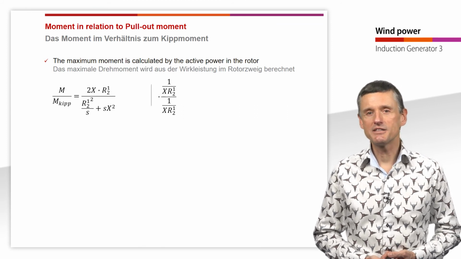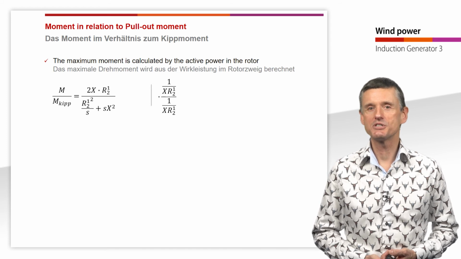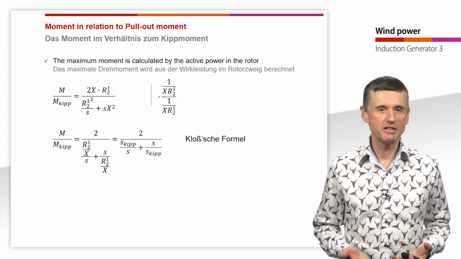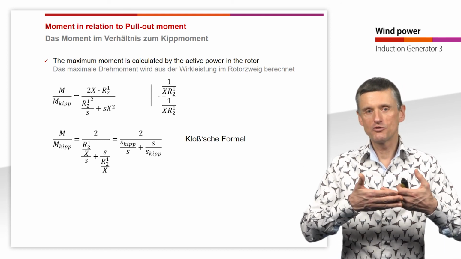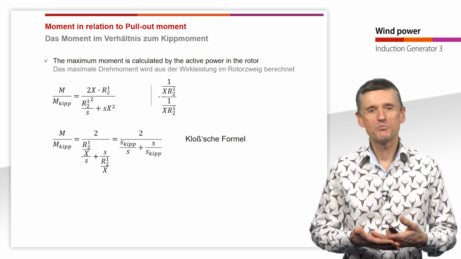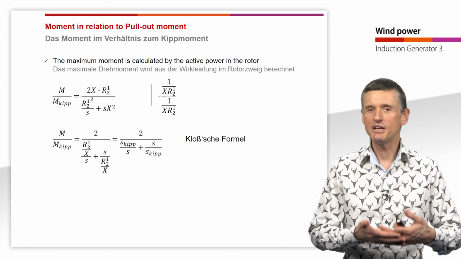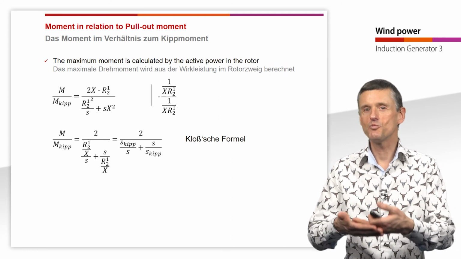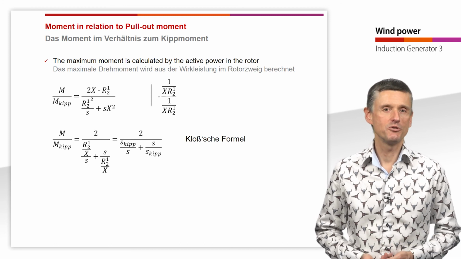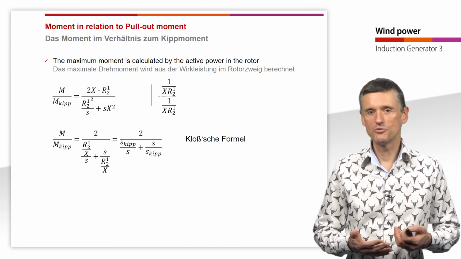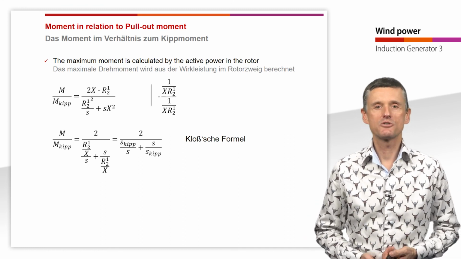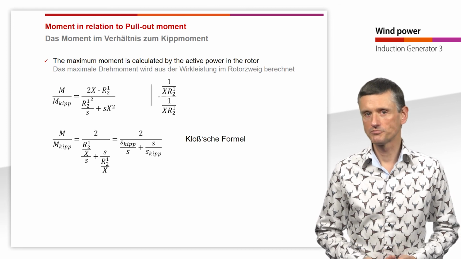And then we divide once more by X times R2'. And then we result in this expression here that the moment in relation to the pull-out moment is equivalent to 2 divided by the pull-out slip divided by the slip plus the slip divided by the pull-out slip. And because that is a quite famous equation, quite often used to display also the behavior of induction generators, it is called the Kloss formula.